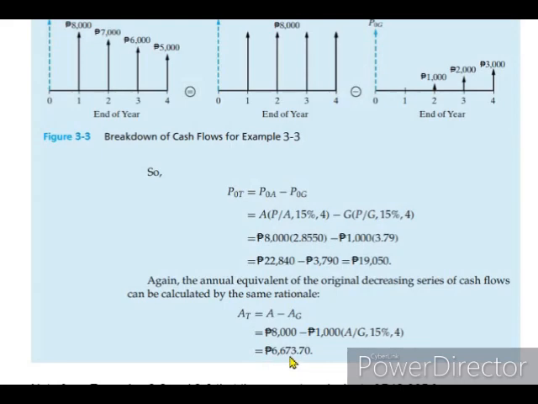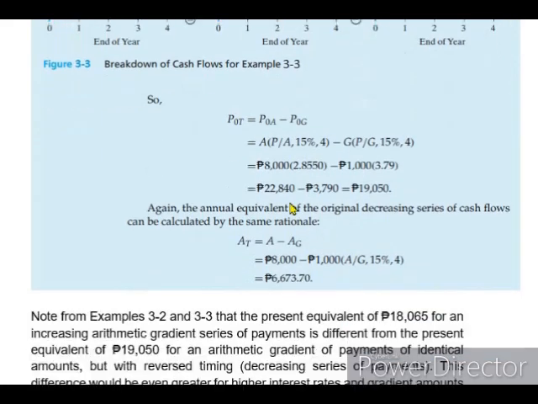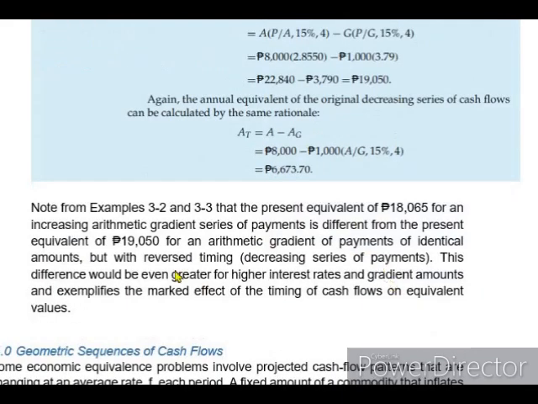So, 6,673.7 pesos. Okay? So, tandaan nyo yung mga formulas na yan. So, note from example 3-2 and 3-3 that the present equivalent of 18,065 pesos for an increasing arithmetic gradient series of payments, so yun sa increasing, is different from the present equivalent of 19,050 pesos for an arithmetic gradient of payments of identical amounts. Okay? But with reverse timings, kasi decreasing series naman yun.